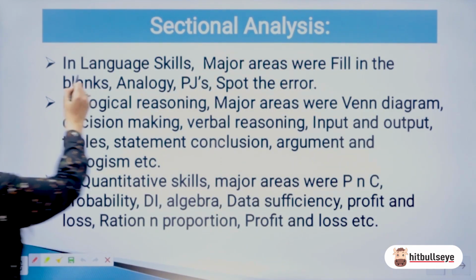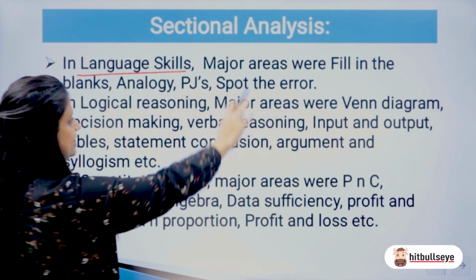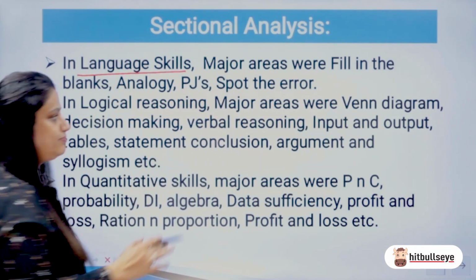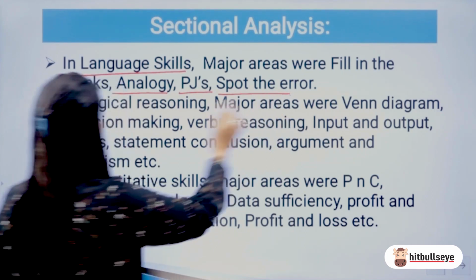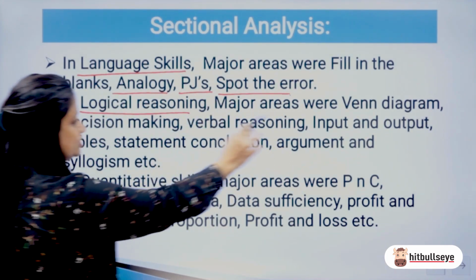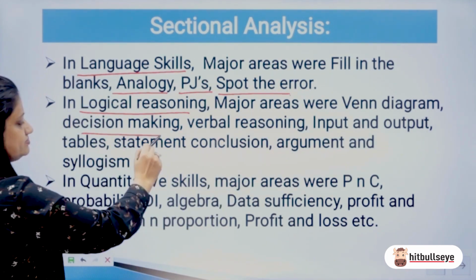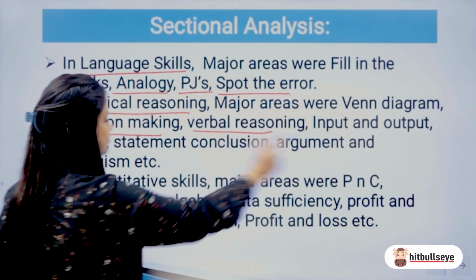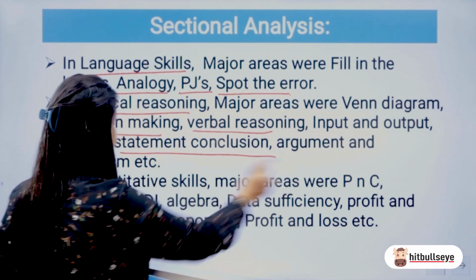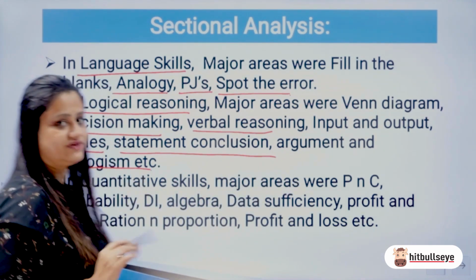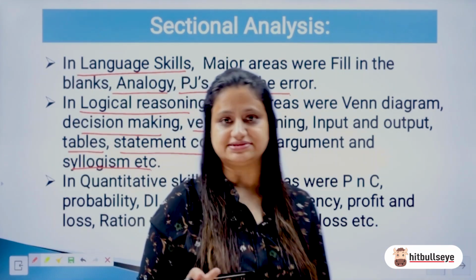Now let us come to the language skill section. Major areas covered in this paper were fill in the blanks, analogies, parajumbles, spot the error. In logical reasoning, major areas were Venn diagram, decision making, verbal reasoning, input and output. Then we had tables, statement, conclusion, argument, and syllogism, etc. So these were the major areas.